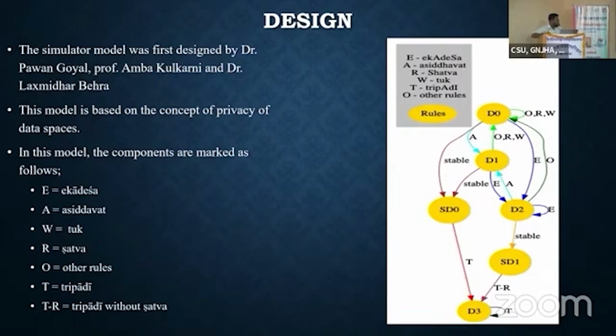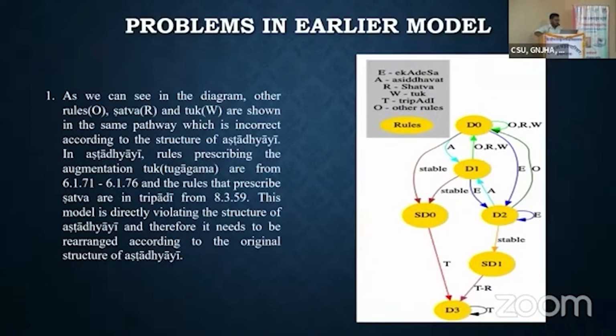T refers to Tripadi, and T minus R is Tripadi without Shatva. So now we'll see that there were some problems in the earlier model. The problems were, as we can see in the diagram, other rules, meaning Shatva and Tuk, are shown in the same pathway. We can see the green arrow near D0 where they are shown in the same pathway.